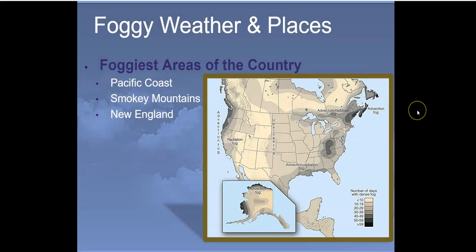So some of the foggiest areas of the country: the Pacific Coast over here, Oregon, Washington coastline, the Smoky Mountains, and New England. They have lots and lots of fog in those places.